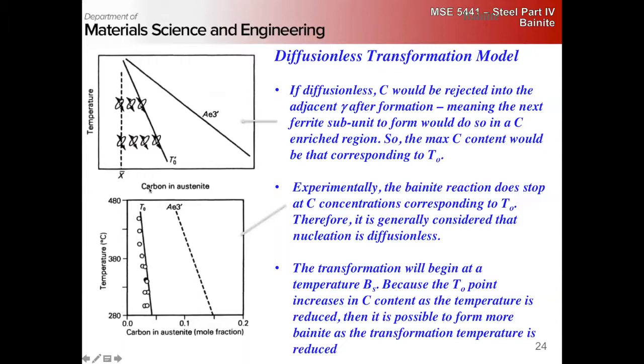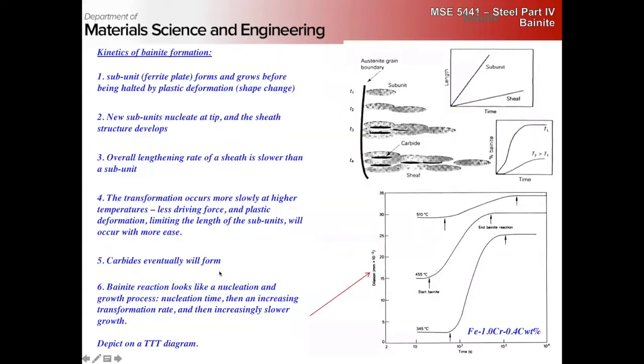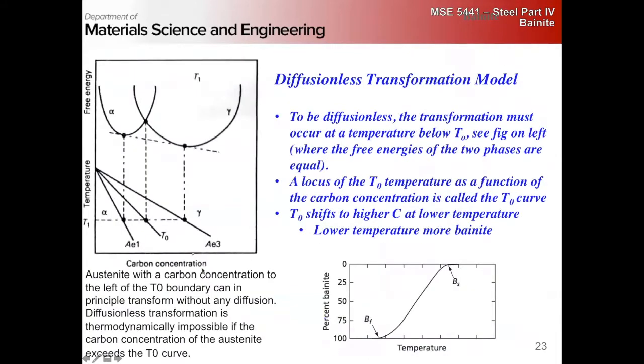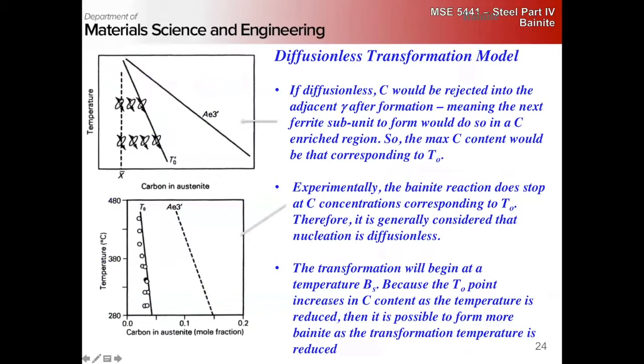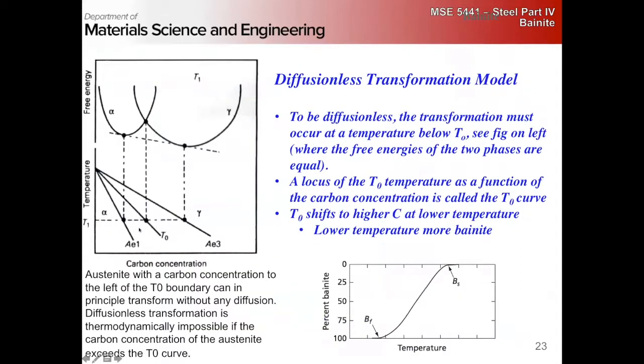The other thing about this is it goes a long way towards explaining the Bainite start temperature, right? Because this T0 point increases with carbon content as the temperature is reduced, right? So as the transformation temperature cools, we have more Bainite that we can form, right?